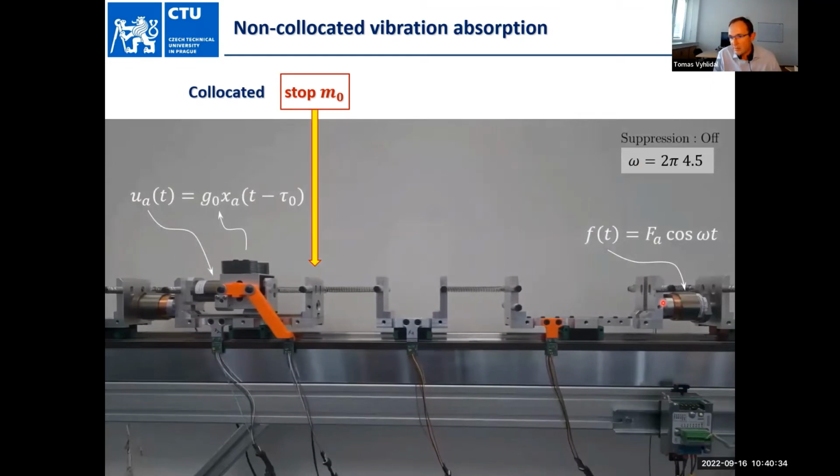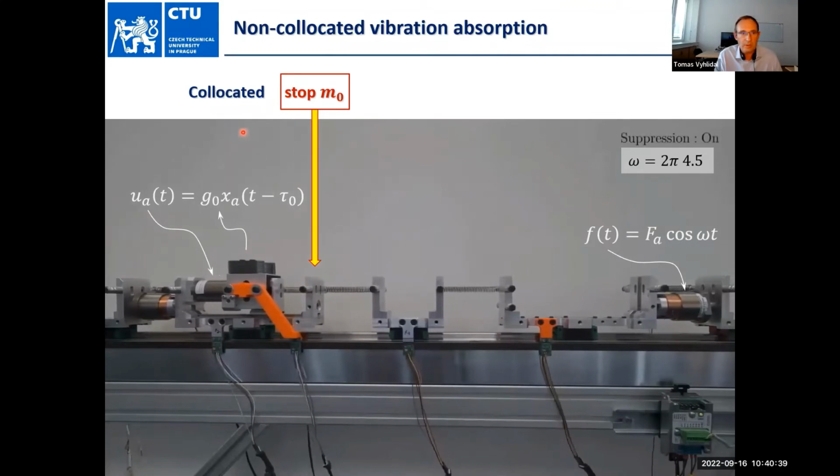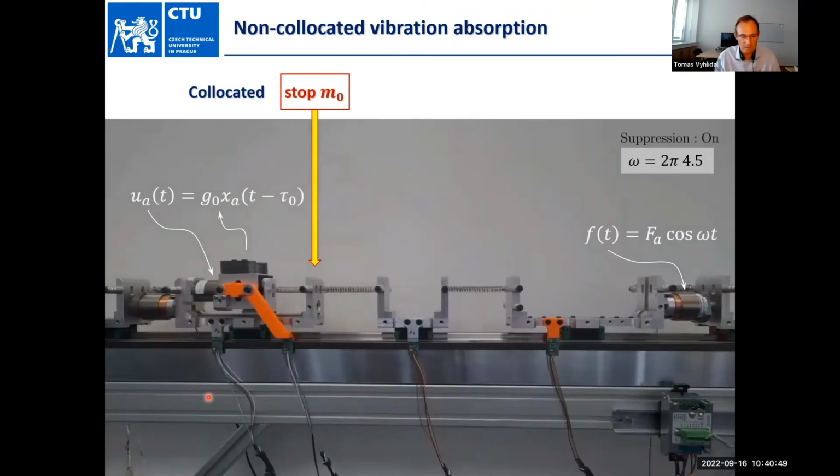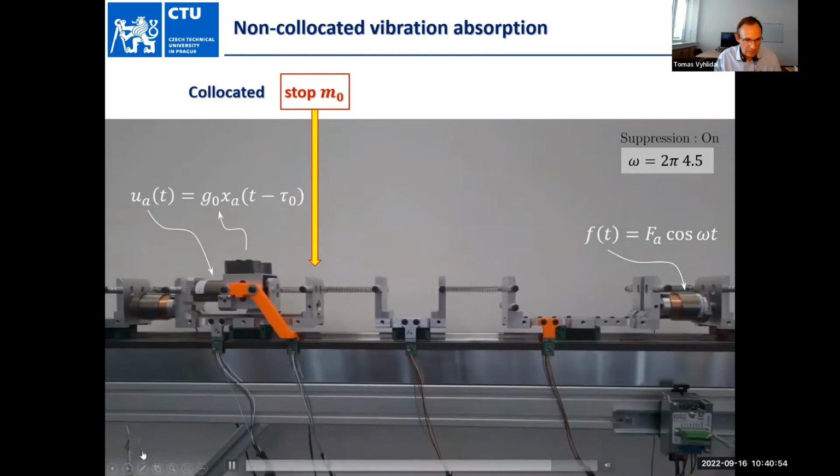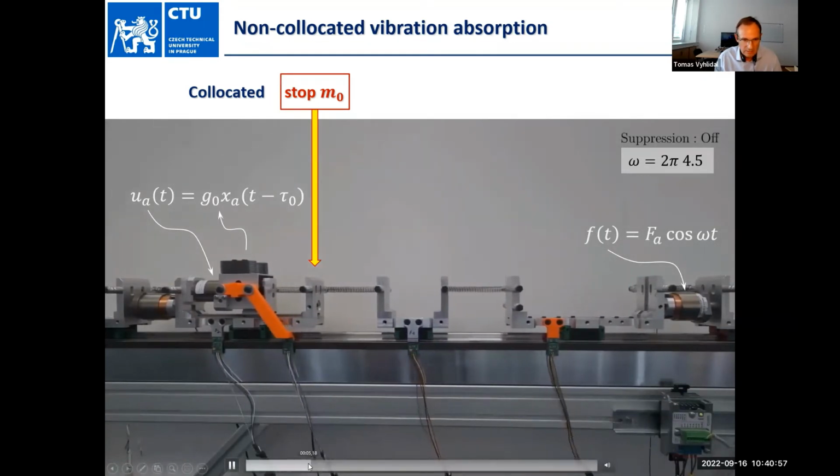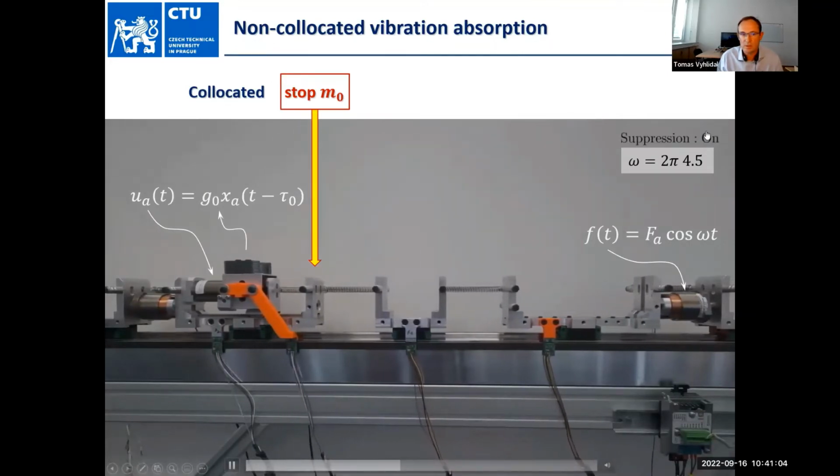So we are excited by this voice coil. You can see it here, and the first task is to perform the collocated vibration absorption. So the task is to stop the motion of this cart, which actually was achieved now. Maybe if I run it again. Here it's not, the suppression is off. Now it was switched to on, and the vibration of the cart is really fully suppressed.